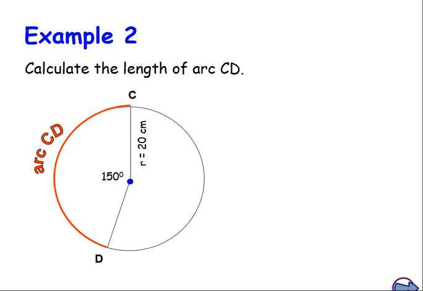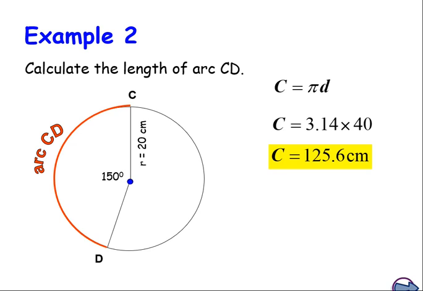This is another example which is very similar, and again we're given the angle at the centre and we're given the radius. So again, if we were going to work out the full circumference all the way around, you would use that formula, which we've learned before. So, same as example 1, C equals pi d, so it would be 3.14 times 40, remembering again to double the radius to get the diameter. So the circumference would be 125.6.